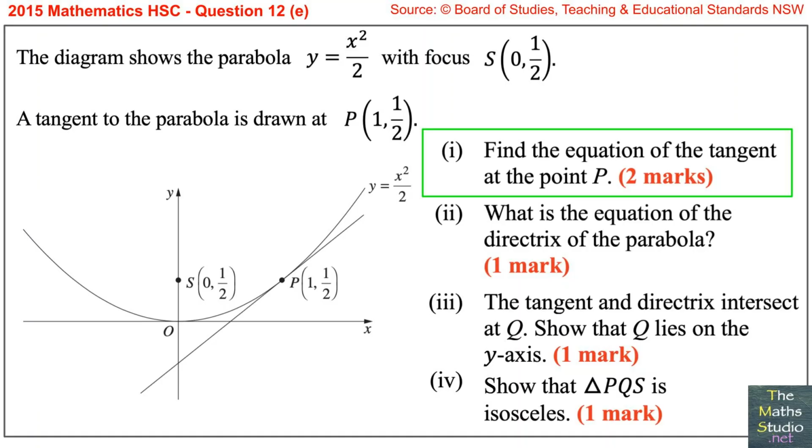Question 12, Part E. The diagram shows the parabola y equals x squared over 2 with focus S (0, 1/2). A tangent to the parabola is drawn at P (1, 1/2). Part 1. Find the equation of the tangent at the point P.